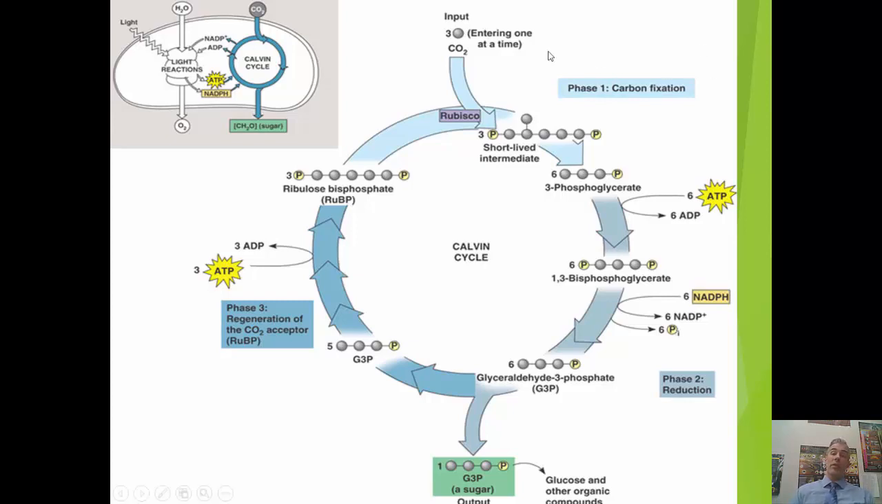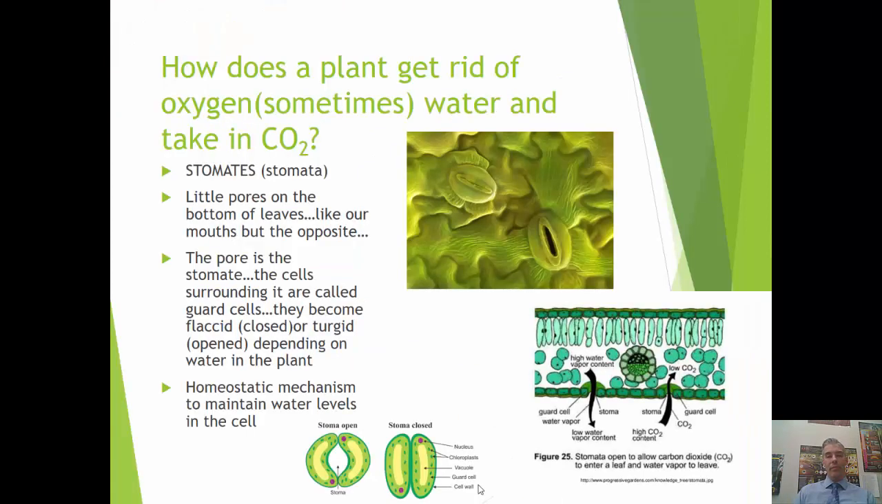So when I said earlier that if you radioactively label the oxygen on carbon dioxide, it's going to end up in G3P and eventually in glucose and other organic molecules, because G3P can be used to make amino acids, it can be used to make fatty acids, things like that. So how does a plant get rid of oxygen? Sometimes it uses some of that oxygen for cellular respiration, and water. And how does it take in carbon dioxide? It's kind of like the opposite of us, right? We breathe in oxygen, we breathe out carbon dioxide. They breathe in carbon dioxide and breathe out oxygen, kind of.